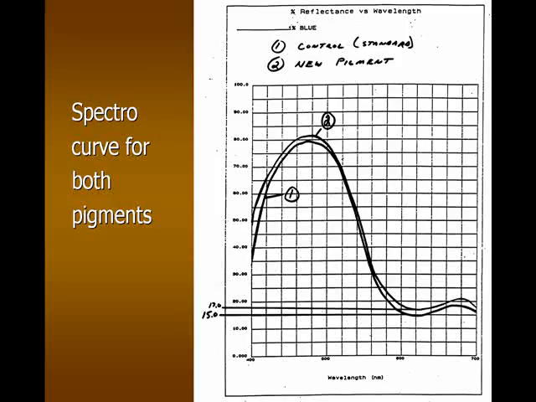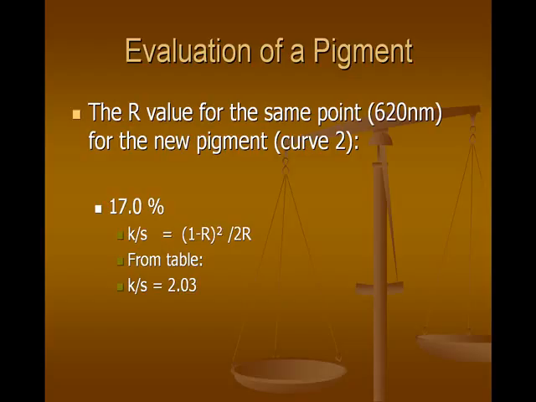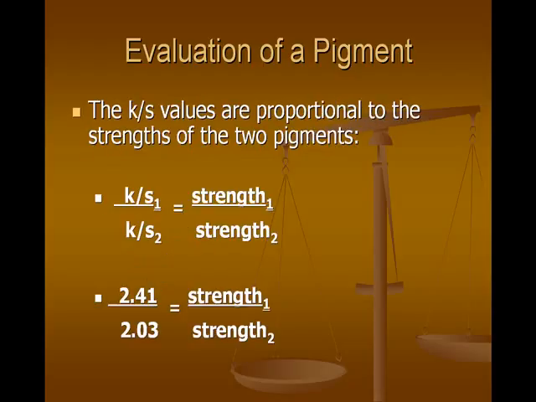So here are our two curves, number 2 above number 1. There are two values for the reflectance values. The R value for 620 nanometers for curve number 2 is 17%. Look up on our table that the K and S value for 17% is 2.03. Then all we need to do is plug those values of K and S for 1 and 2 into our equation, and we can calculate the strength difference.